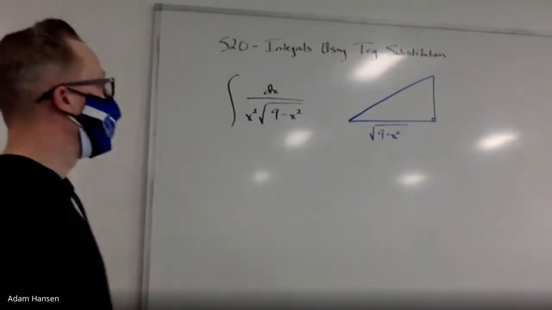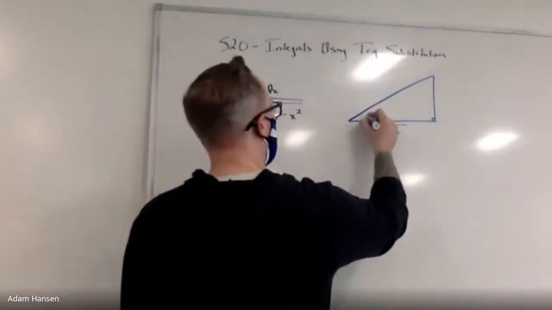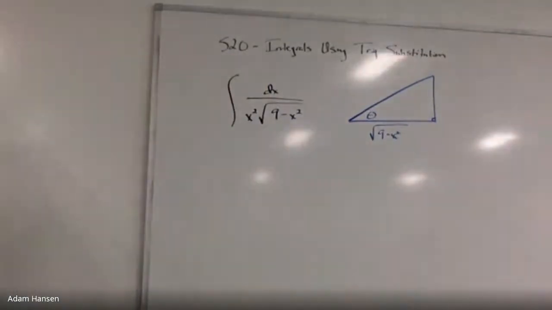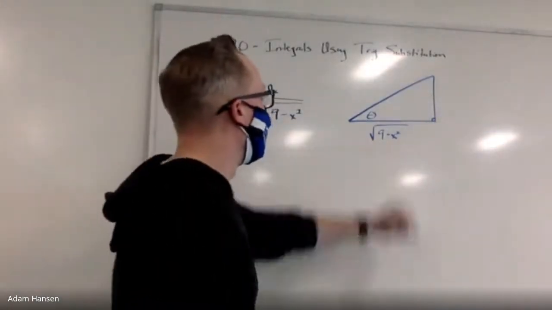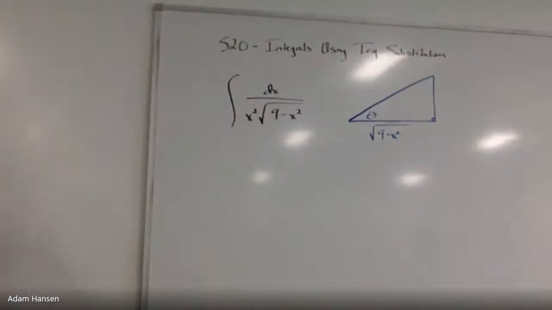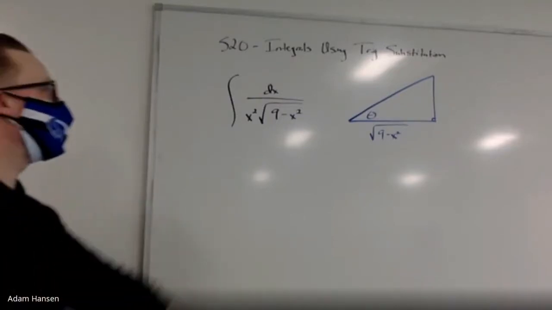I'm going to draw a right triangle and use an acute angle theta to rewrite my antiderivative. I want to have the square root of 9 minus x squared be one of the three sides in my right triangle. If that's a side length in my right triangle, what would the other two have to be? What would the hypotenuse be?